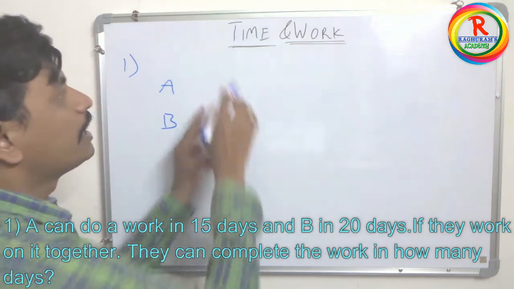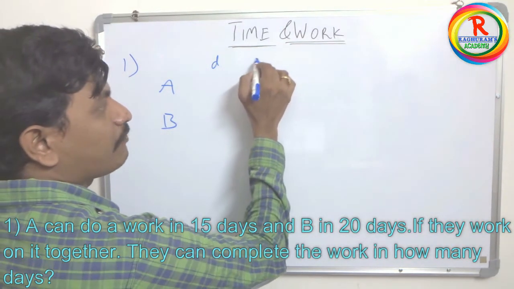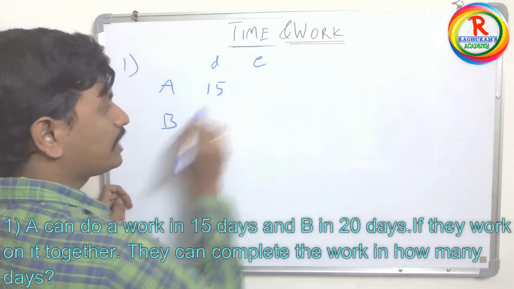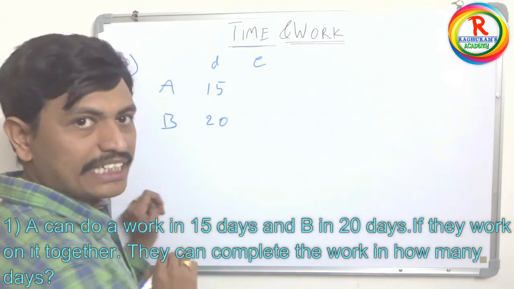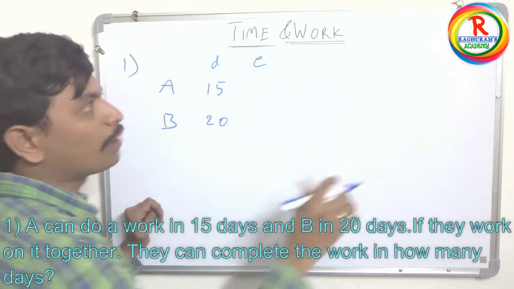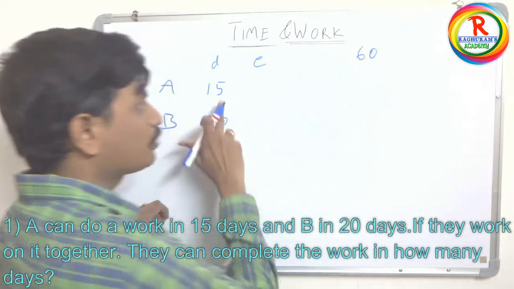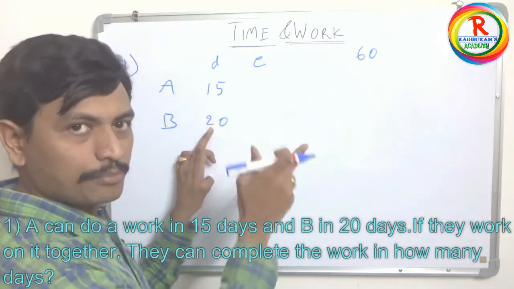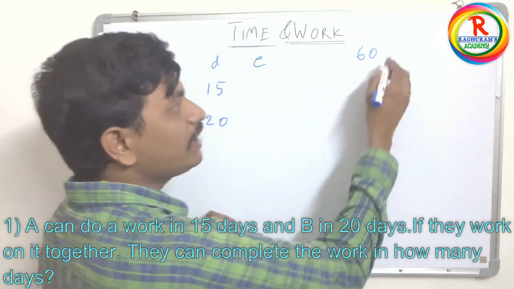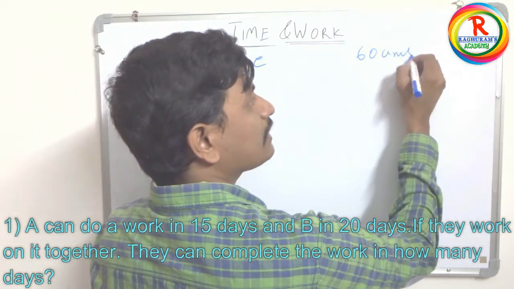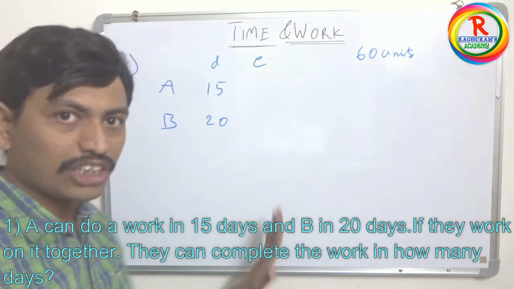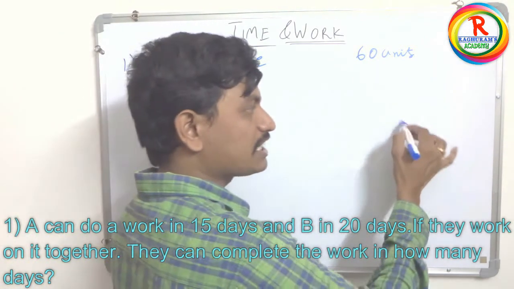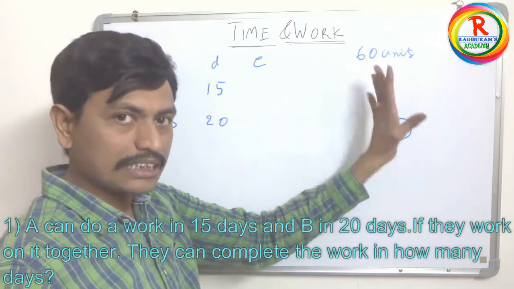Here we take A and B, with days and efficiency, DE, like this. A can complete a piece of work in 15 days. B can complete in 20 days. Get the LCM of 15 and 20. We have a shortcut method: the biggest number is 20, 20 plus 20, 40 is not divisible, 40 plus 20, 60 is divisible. So 60. Here we take the total units as 60. In the previous method we took total work as 1. Here I'll take total work as 60.